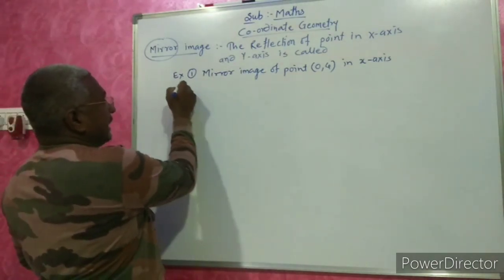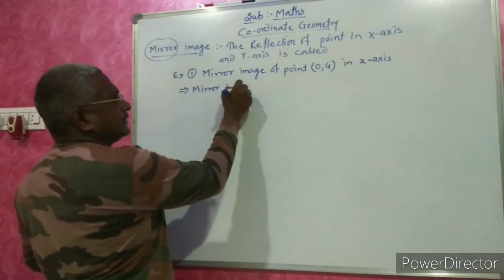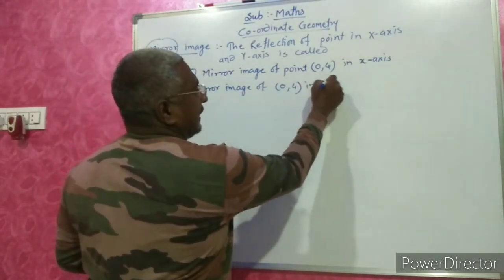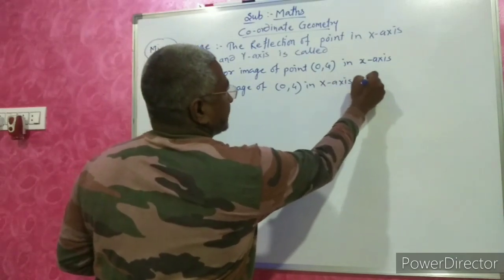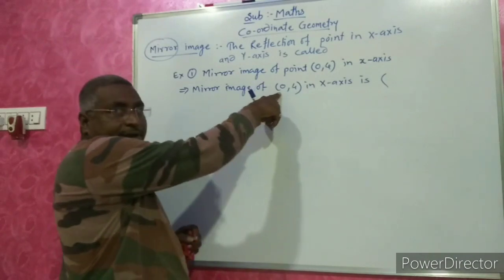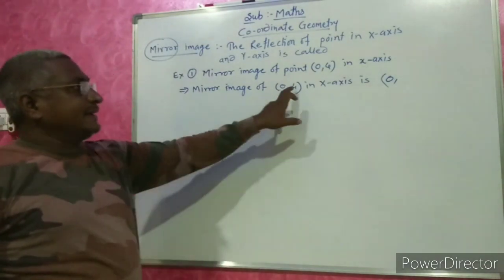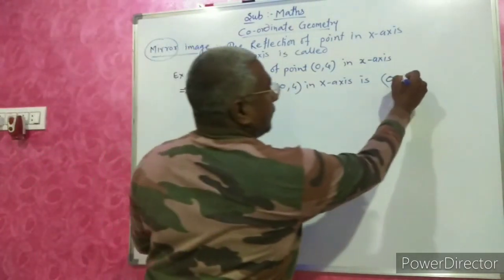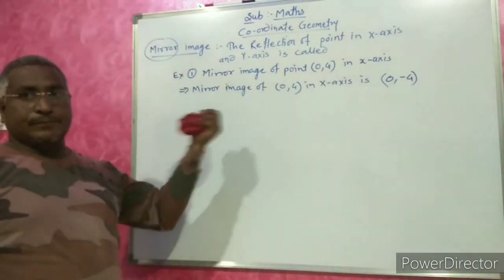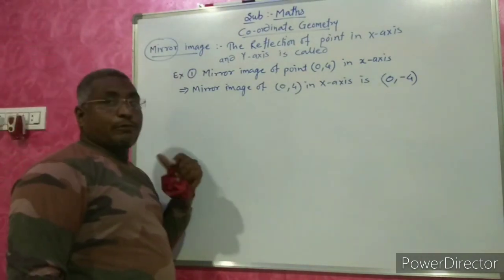So what will we get? The mirror image of (0, 4) in the x-axis is... What I said: for the x-axis, the x coordinate stays the same, 0, and the y coordinate becomes opposite. So we get -4. So (0, -4) is the mirror image. Without plotting the point, we have to write it. Now see how we will get it.